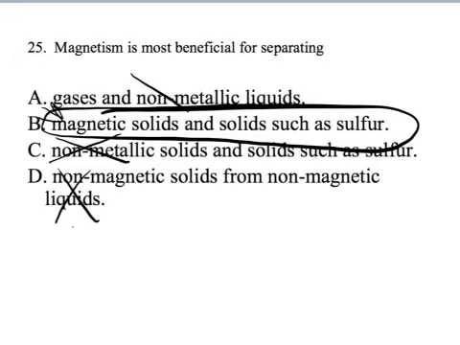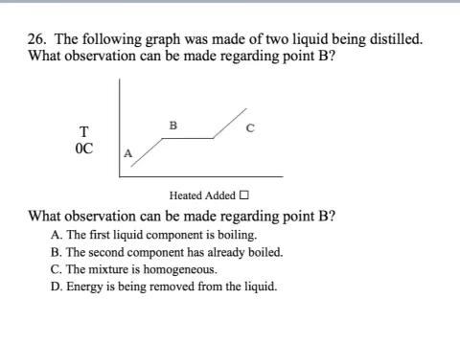The following graph was made of two liquids being distilled. What observation can be made regarding point B? Okay, so heat was being added in this direction and temperature is increasing in this direction, and that's degrees C. A, the first liquid component is boiling. Maybe, probably, because look, the temperature is heating, then we have a flat, and at a flat point, that means it's boiling.